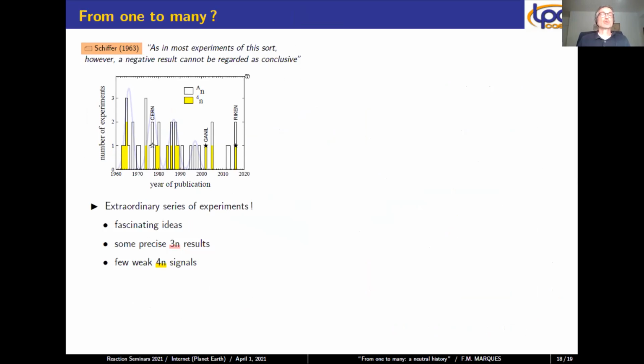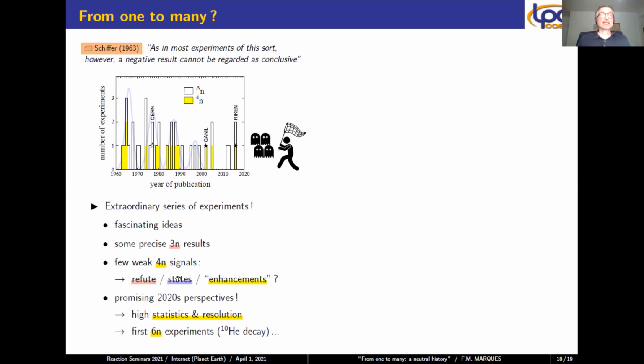So what we have seen in this chronology of experiments is that the series of these were not just individual tries of people that didn't know what to do. This was an extraordinary series of experiments, many different techniques, many different detectors, fascinating ideas. We have seen some very precise results on the 3 neutron system that do not find any signal of a trineutron. We have seen few weak signals on the 4 neutron case, Ganil and Riken.